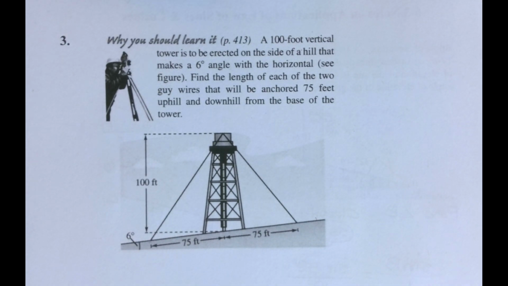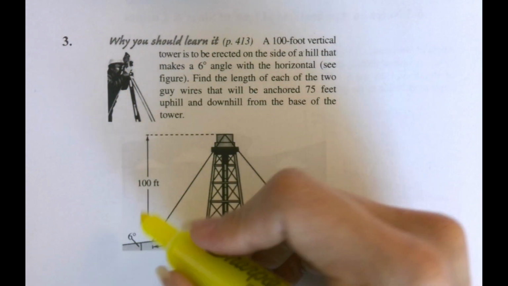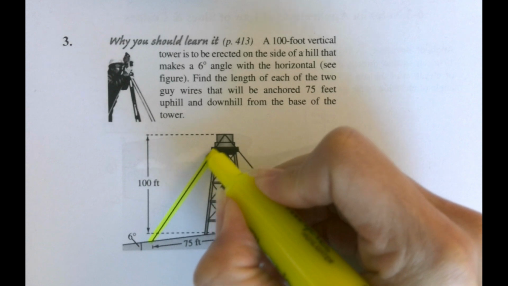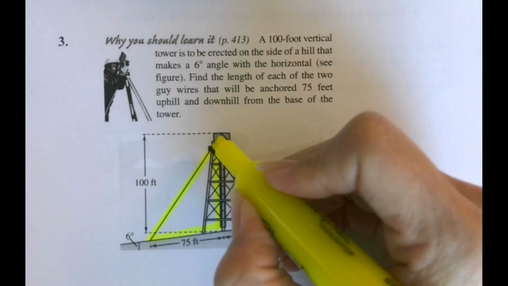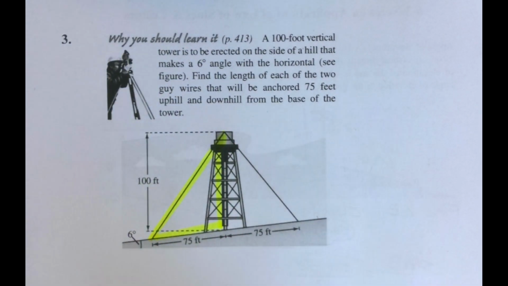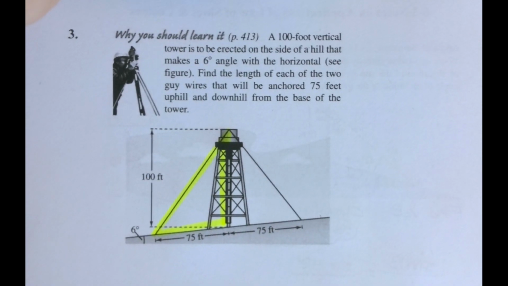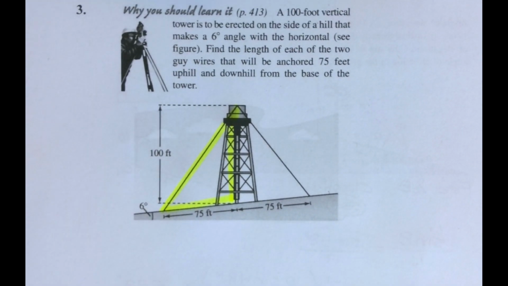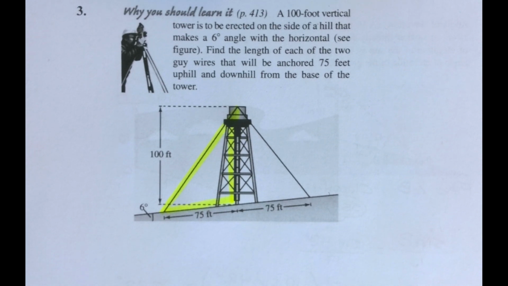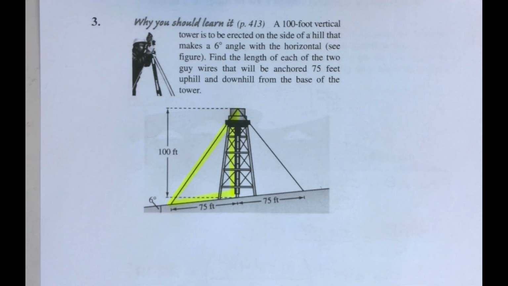To help visualize it a little more, I'm going to use a highlighter here. We're going to look at this guy wire first. This is the triangle I need you to focus on for right now, and we're looking to figure out how long that guy wire is on the left-hand side. Then we'll do the right-hand side afterwards. Focus on that little yellow triangle. We're going to go down below where there's space provided and redraw just that oblique triangle so that it's less noisy, so to speak.